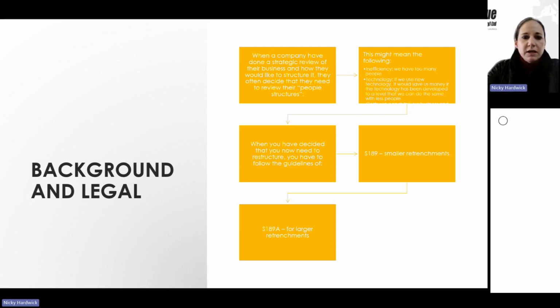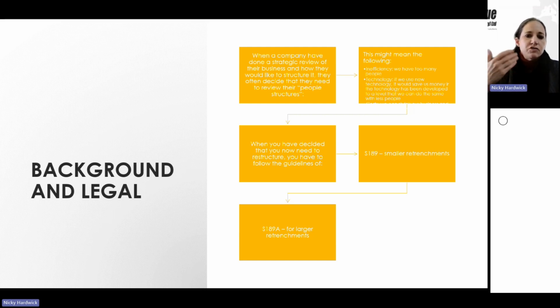That might mean that we're looking at changing hours of work. It could be that we need to insource certain things or outsource certain things. It could be amalgamating certain positions. So as an example, you might have both a creditor's clerk as well as a debtor's clerk.